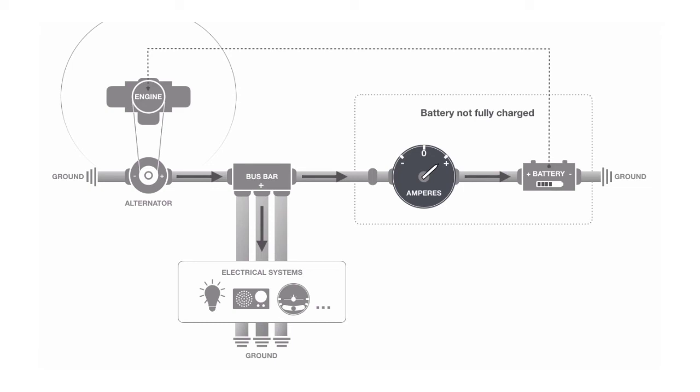Once the battery is mostly charged, the ammeter needle moves slightly to the right of zero. This indication is for normal operation in flight, as it suggests that the alternator is supplying the necessary current to the electrical systems and some excess to the battery.